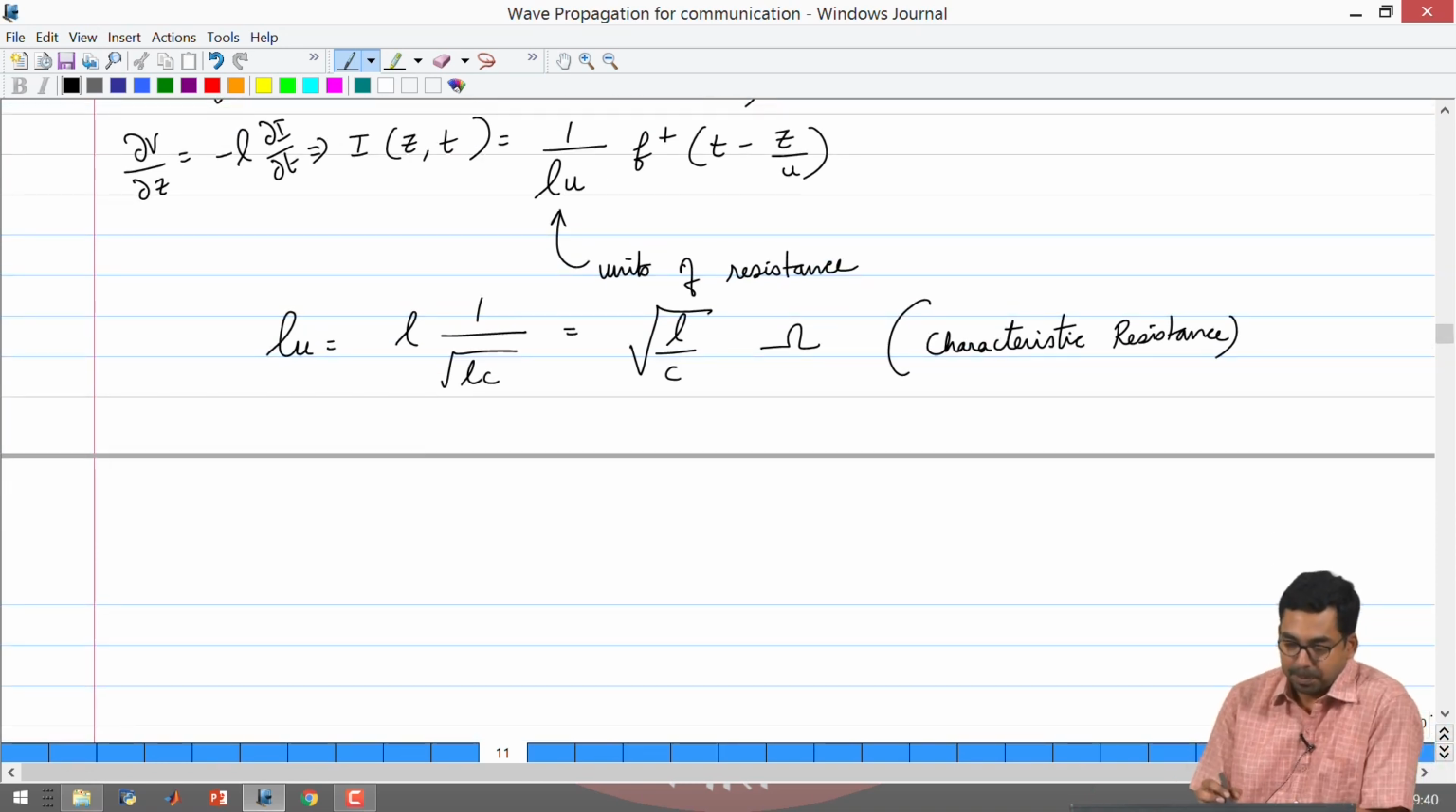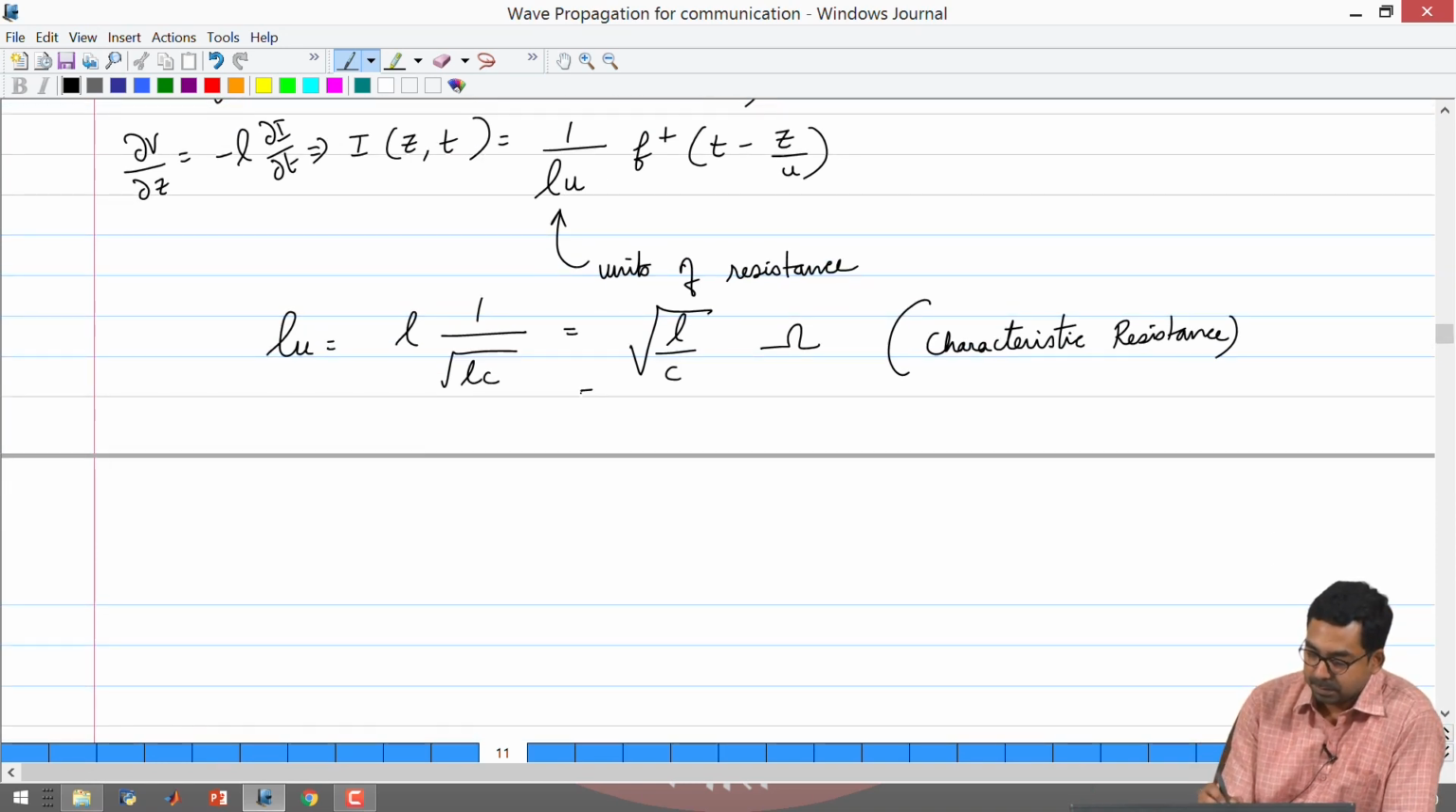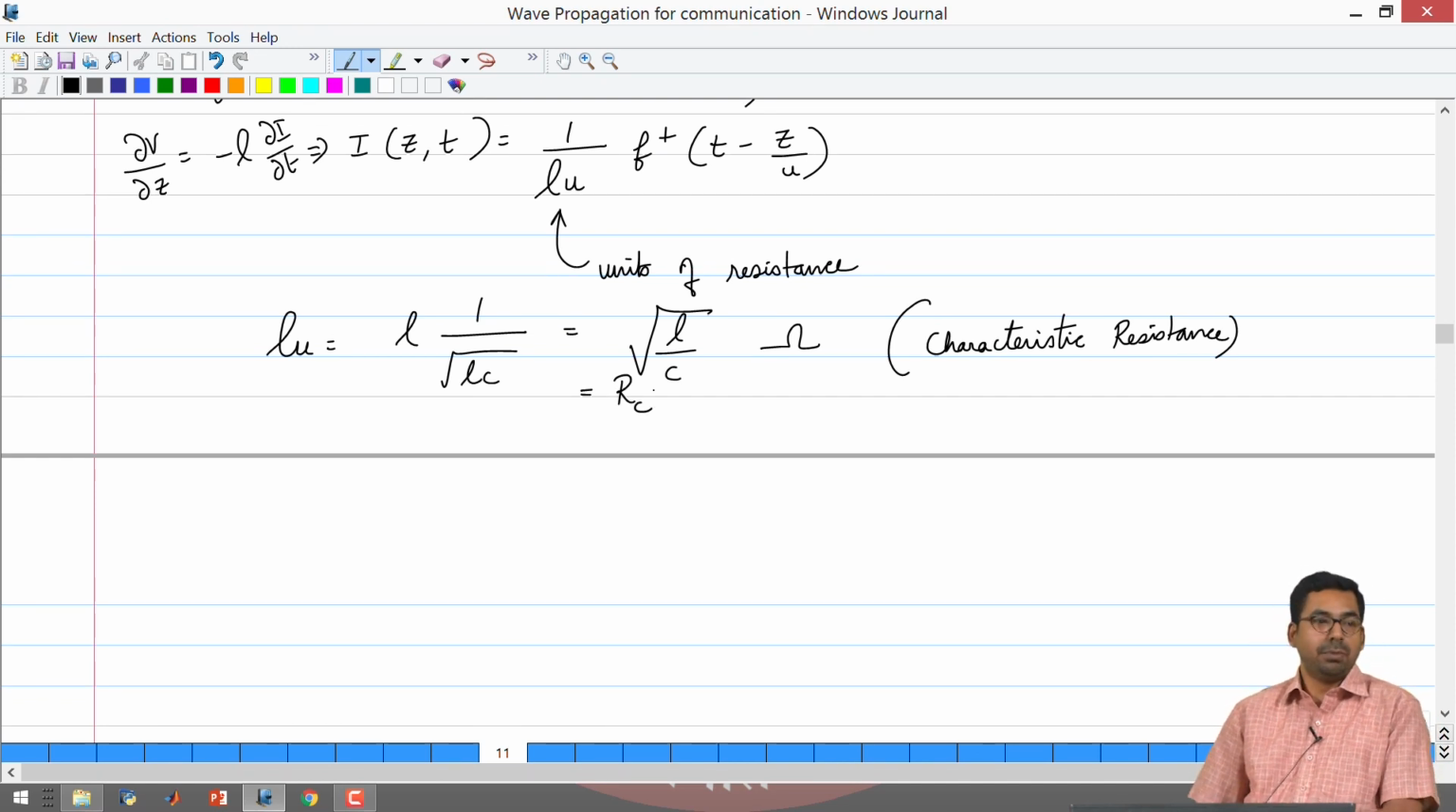And it is usually represented by R suffix C to distinguish it from a conventional bulk resistor, right. So, when people talk about characteristic resistance, it means that they are talking about the square root of L divided by C for a transmission line. So, now your circuit diagram is going to look a little bit more complicated than before, right.